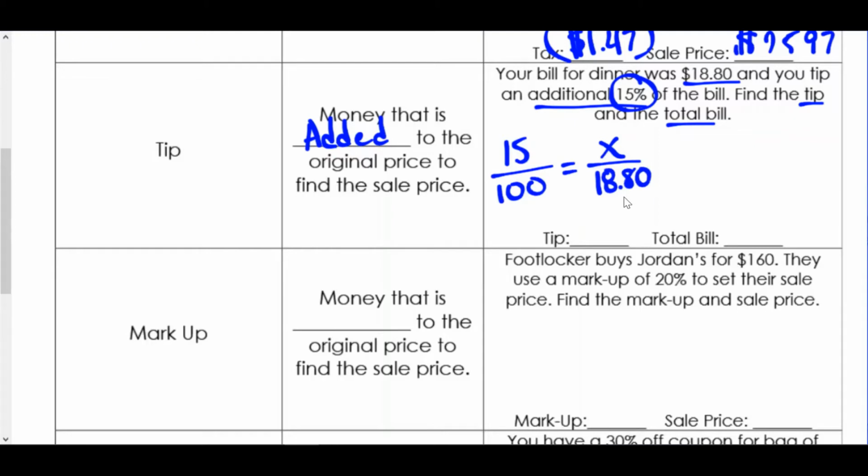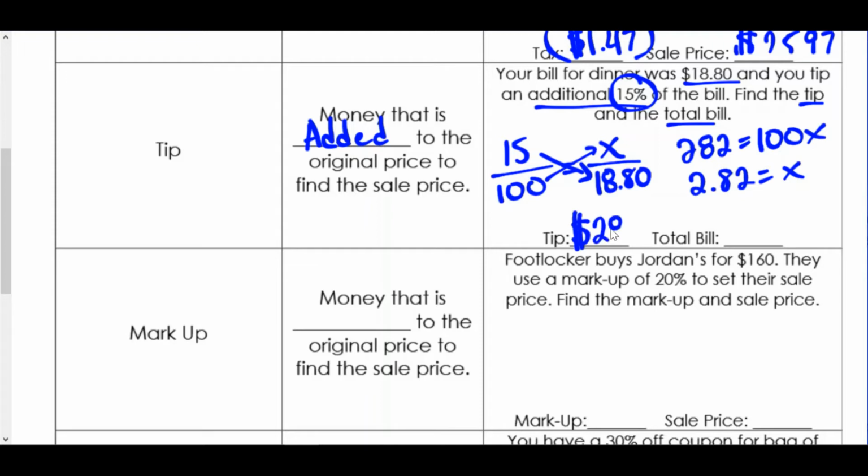So now we will cross multiply. 15 times $18.80 is 200, sorry, that is 282. And 100 times x, that's 100x. One last step, dividing by that 100, that gives us that the tip is $2.82. So it's really important that you understand what we just found.